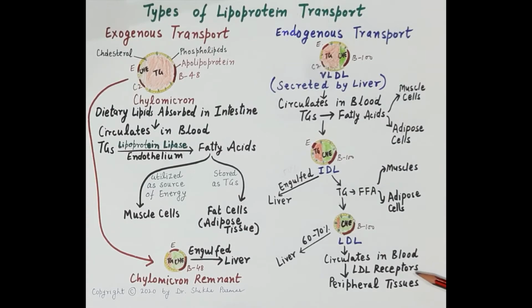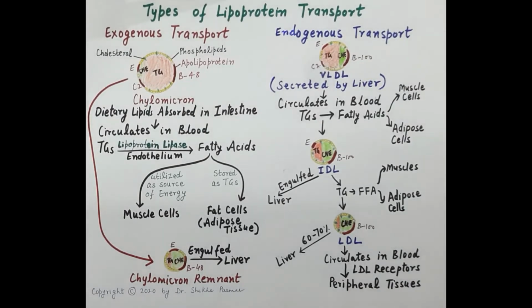Now excess LDL results in the deposition of LDL in the body tissues, which is termed as xanthomas, and excess of the LDL also gets deposited in the coronary blood vessels, resulting in the production of atheroma, that is atherosclerosis, which is the main cause of coronary vascular diseases.